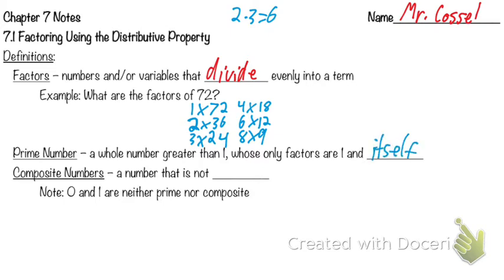Lincoln. 1 is technically not, because it says a number greater than 1, and 1 is not greater than 1. Jill. 3. 3 and 1. Yes. 5. 5 and 1. Sarah. Odd numbers. 11. Not necessarily. What about 9? It has 3. Is 9 prime? No, it's not necessarily.